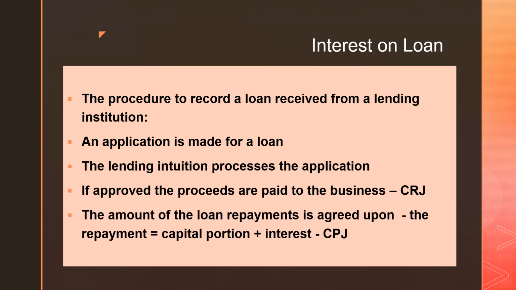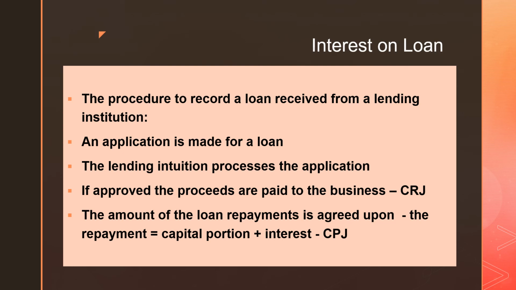When we receive a loan, we make an entry in our cash receipts journal because we are receiving money. When we pay our loans, we make an entry in our cash payments journal to show that money is being paid out. But there are two parts to a loan. Whenever we receive loans, obviously we've got to know that the bank is not just going to give us money for nothing. There are costs involved, and those costs are called interest.